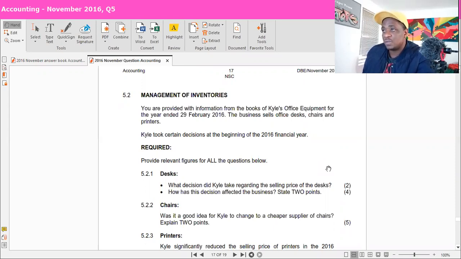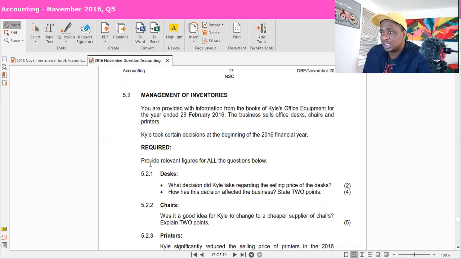You're provided with information from the books of Carl's office equipment for the year ended 29 February 2016. The business sells office desks, chairs, and printers. Carl took certain decisions at the beginning of the 2016 financial year. Provide relevant figures for all questions below. So this is very key that everything you answer, you make sure that you're putting some figures into your answers.